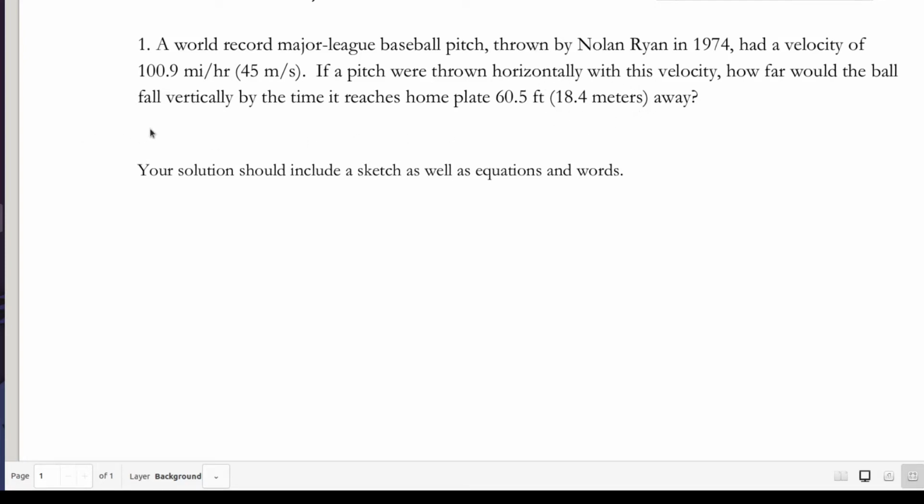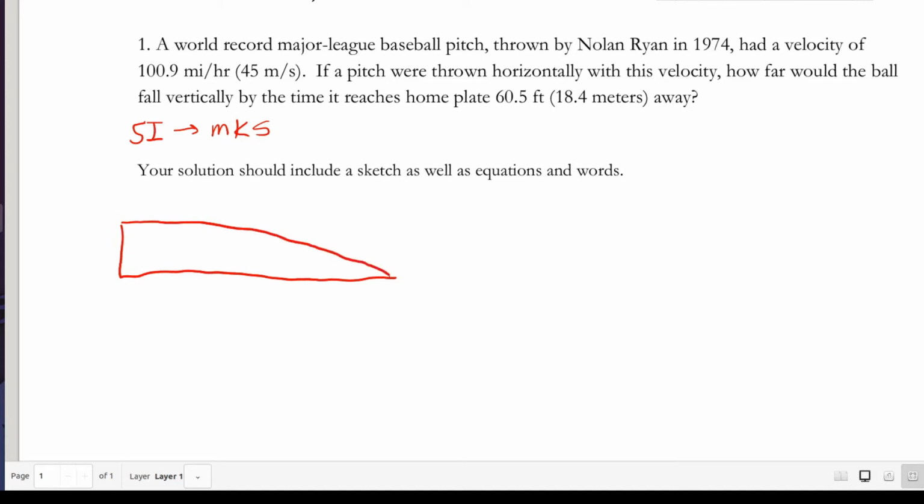The SI system of units means Système International, and it means that we're using meters, kilograms, and seconds. Our solution should include a sketch as well as equations and words. Let's see what that looks like. I am going to sketch the initial height of the pitcher and the distance that the projectile goes. And then I know that this motion is going to be parabolic, like all the projectile motion that we're studying in this problem set. What are we asked for?